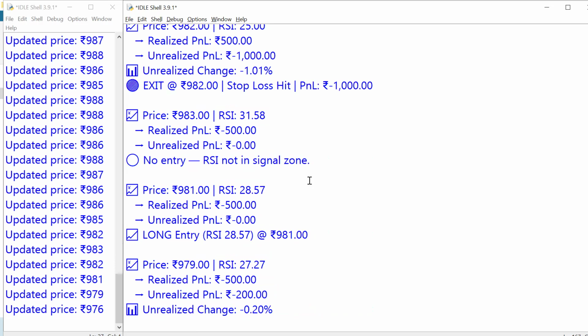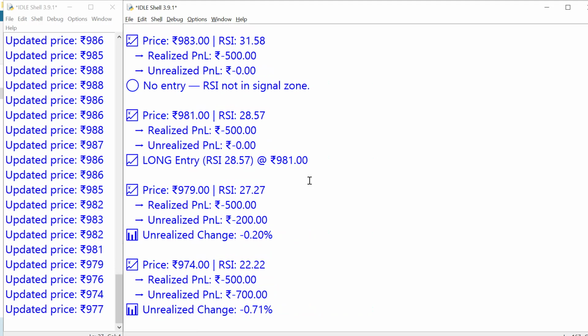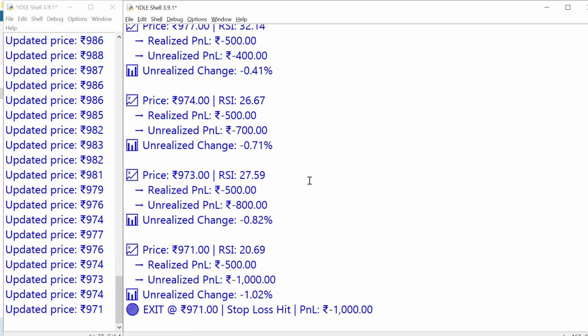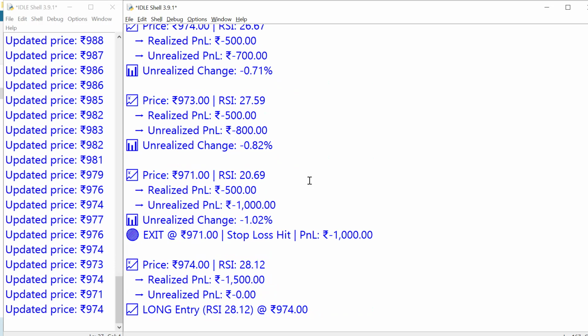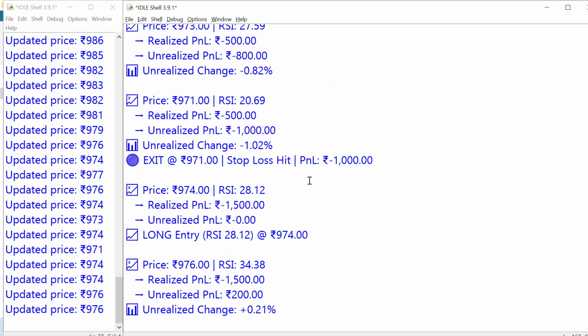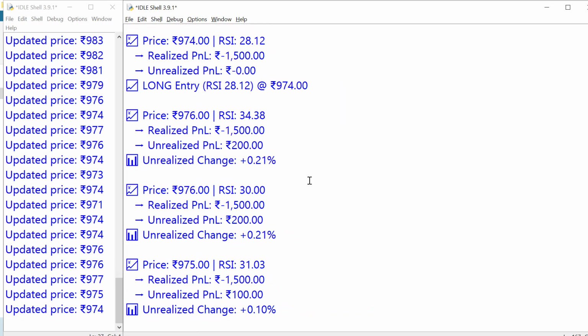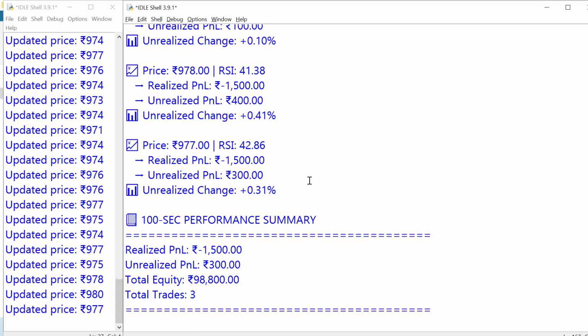We have taken one more long position at 981 because the RSI was below the value. So the unrealized loss is 800 rupees. We have one more stop loss hit. It's completely okay. The RSI is again below. We have taken one more long position at 974. We have a loss of minus 1500. It's completely okay.